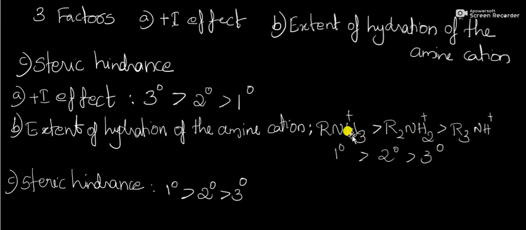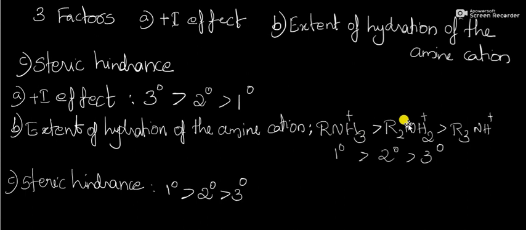As the number of hydrogen atoms increases, it will be more stabilized by hydrogen bonding, and it will be a more stable protonated amine. So the extent of hydration will be more in the case of primary amine, which will be a more hydrated protonated amine due to the presence of 3 hydrogen atoms in this cation.